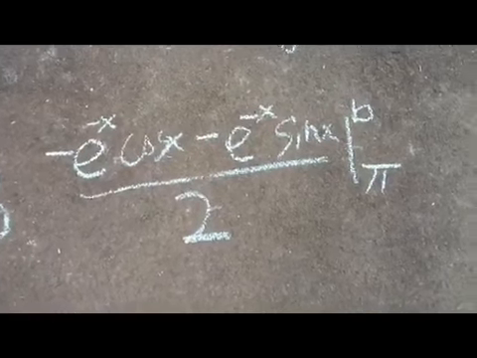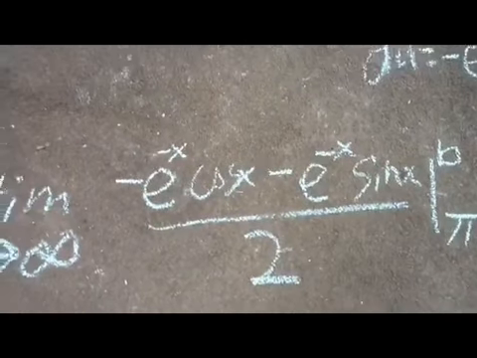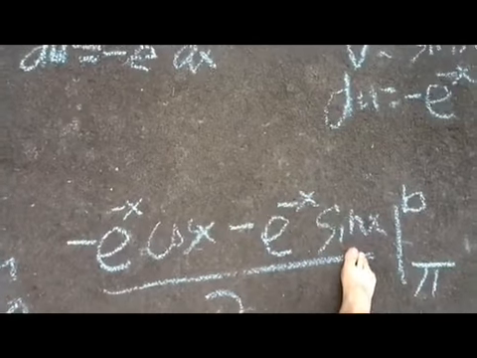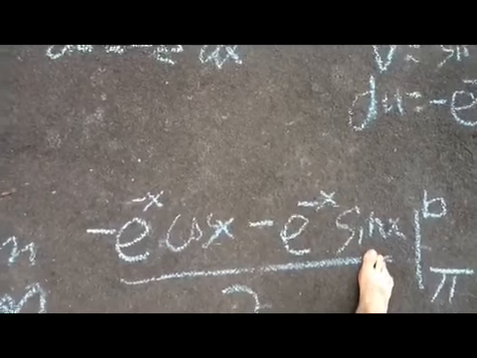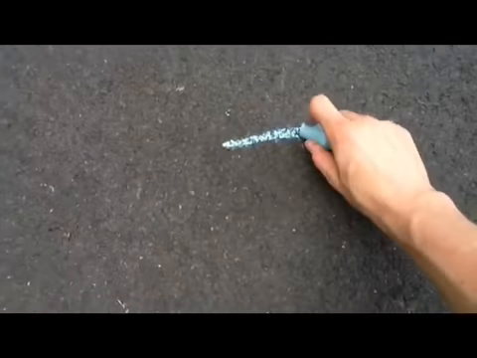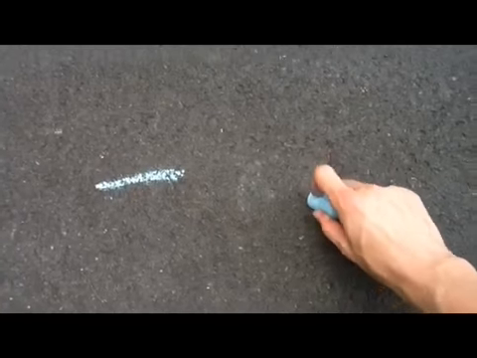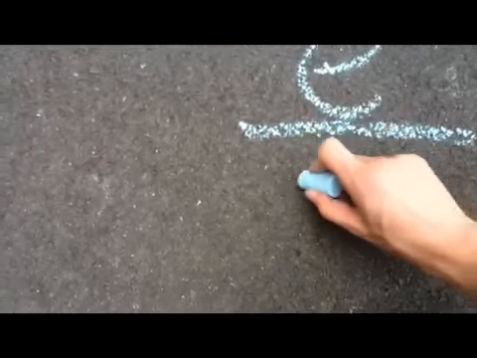alright, so at pi, sine of x is just 0. So we're going to get minus negative e to the negative x, well, not to the negative x, to the negative pi, my bad, times cosine of pi, which is just negative 1, over 2. So we have this so far.